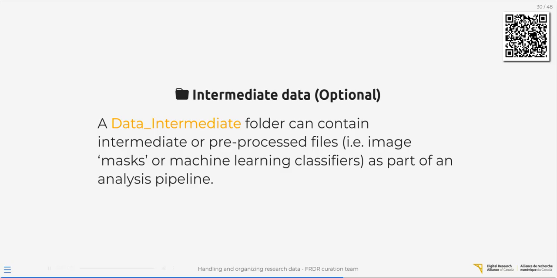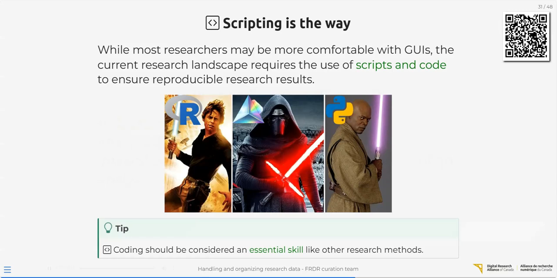While many scientists are still more comfortable using graphical interfaces, the reality of today's research environment is clear. Scripting and coding are essential tools. Using code in R, Python, or any open-source environment ensures that your analysis is transparent, trackable, and reproducible. Ultimately, coding should be treated like any other core research method. It's not just for computer scientists. It's for every researcher who values integrity and reproducibility.